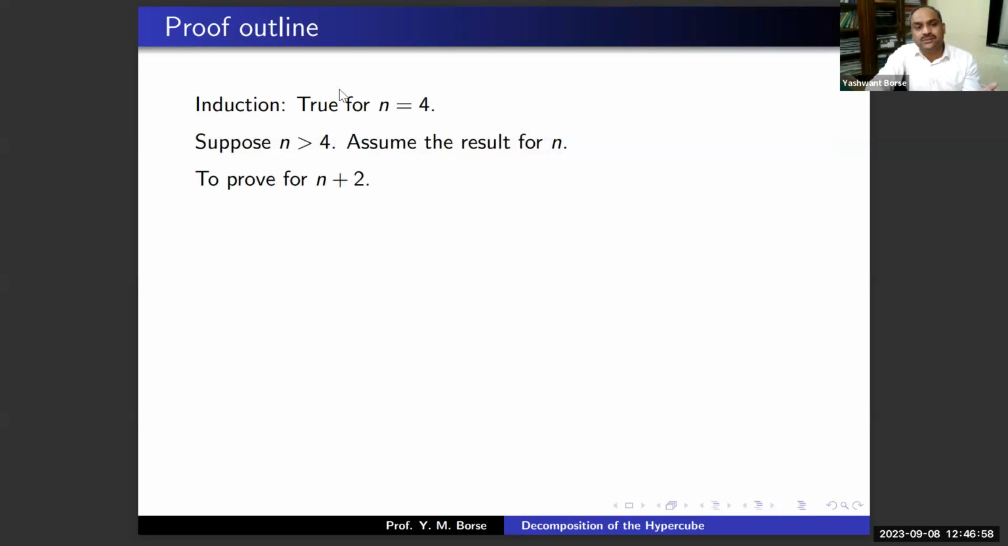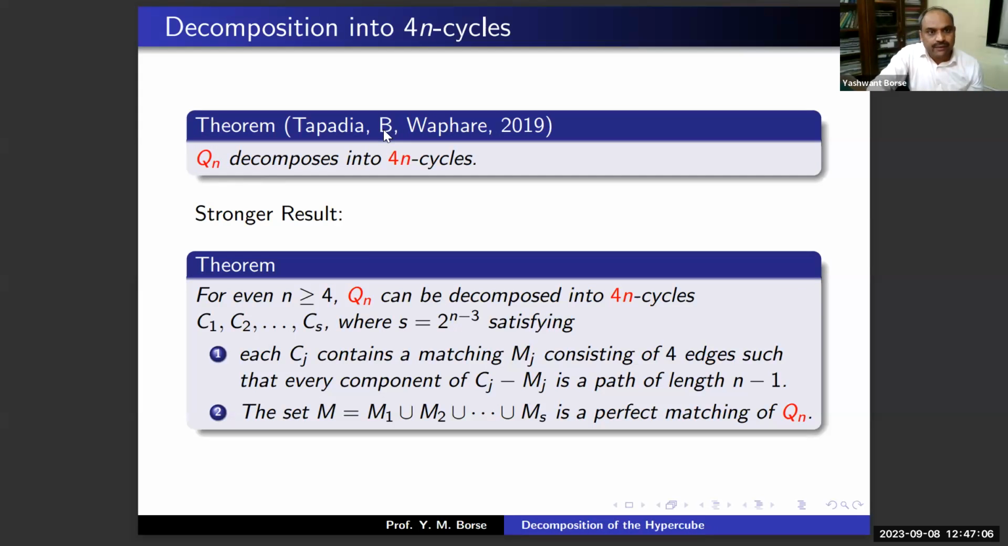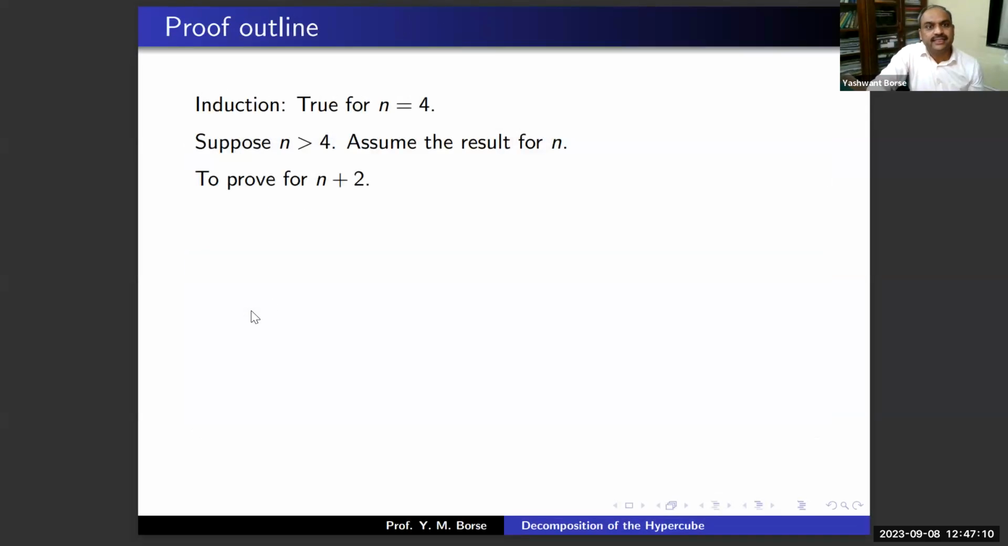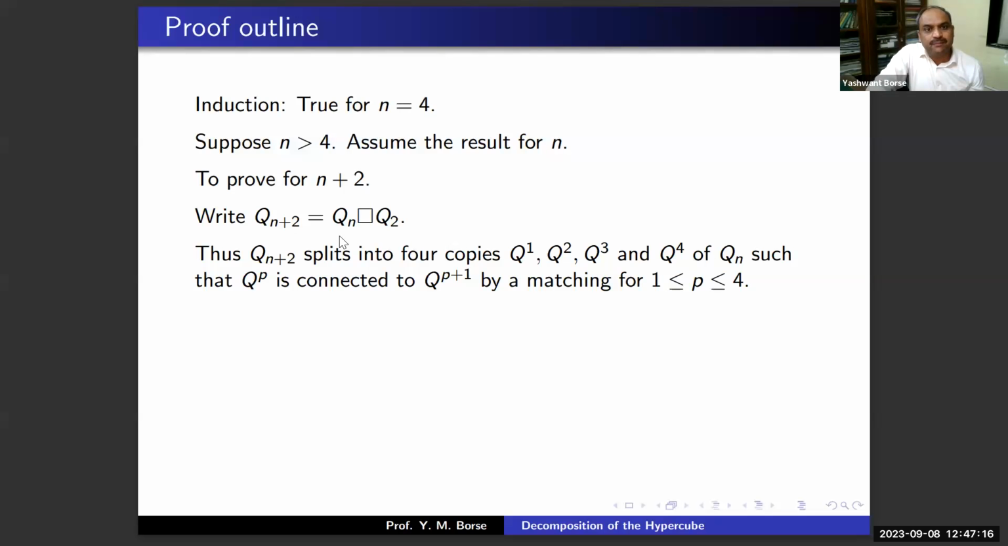So we have proved this using induction. It is easy to check for n equal to 4. Assume that n is greater than 4. We have assumed n even in the statement, so the next even number is n plus 2. Write down Qn plus 2 as Qn product Q2. Q2 has 4 vertices.